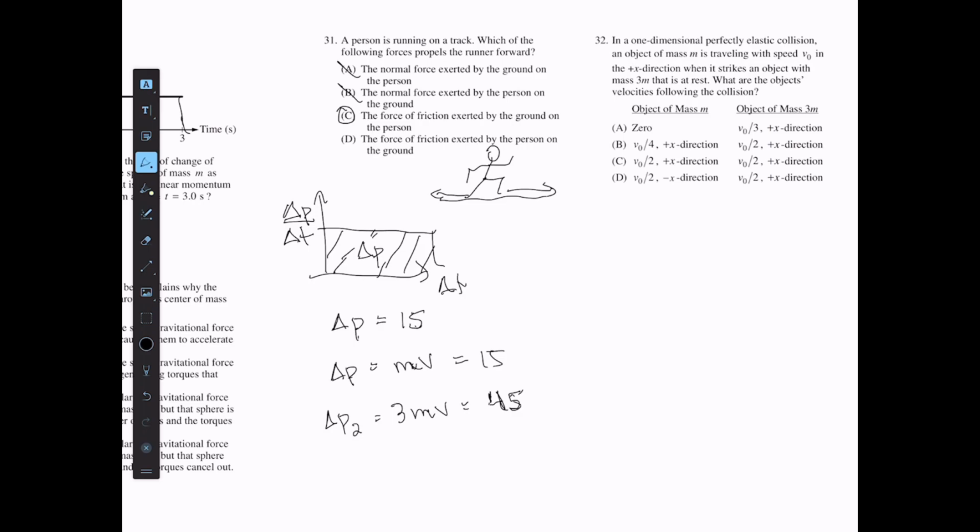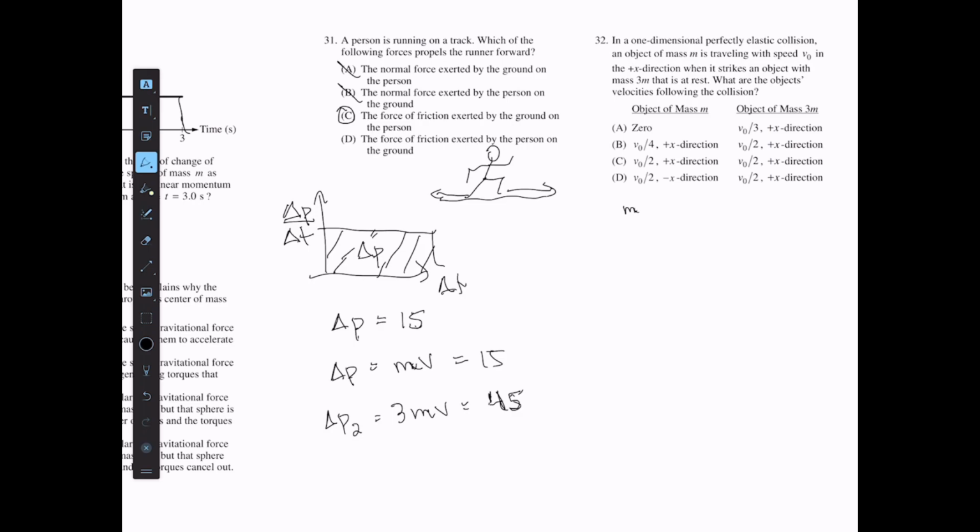All right. In a one-dimensional, perfectly elastic collision, an object of mass m is traveling with a speed of v0 in the positive x direction when it strikes an object with mass 3m that is at rest. What are the objects' velocities following the collision? So I think in this problem, I'll do it two ways. It's easiest to check the answer choices because we know that momentum is conserved.